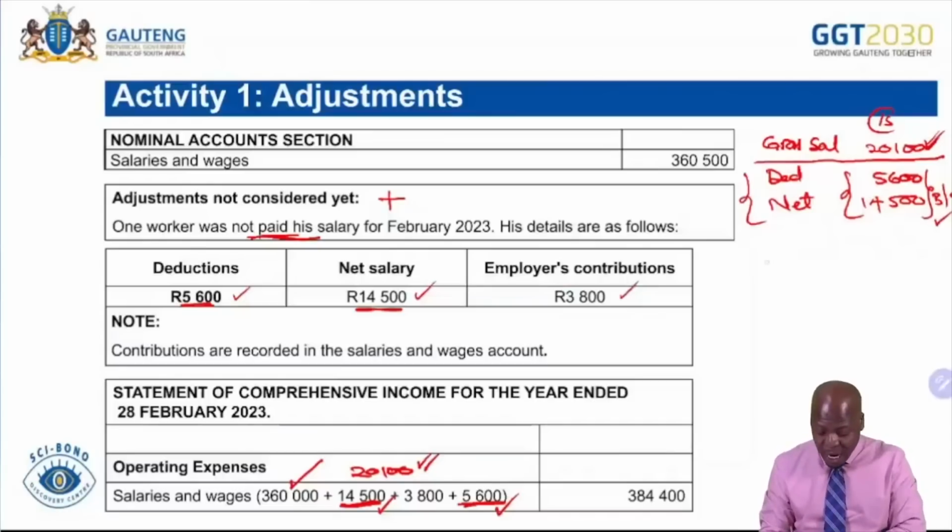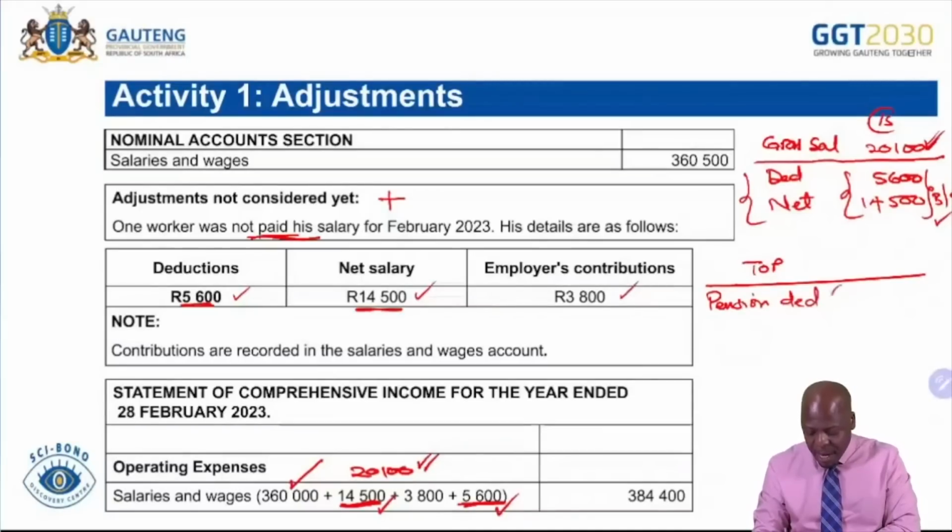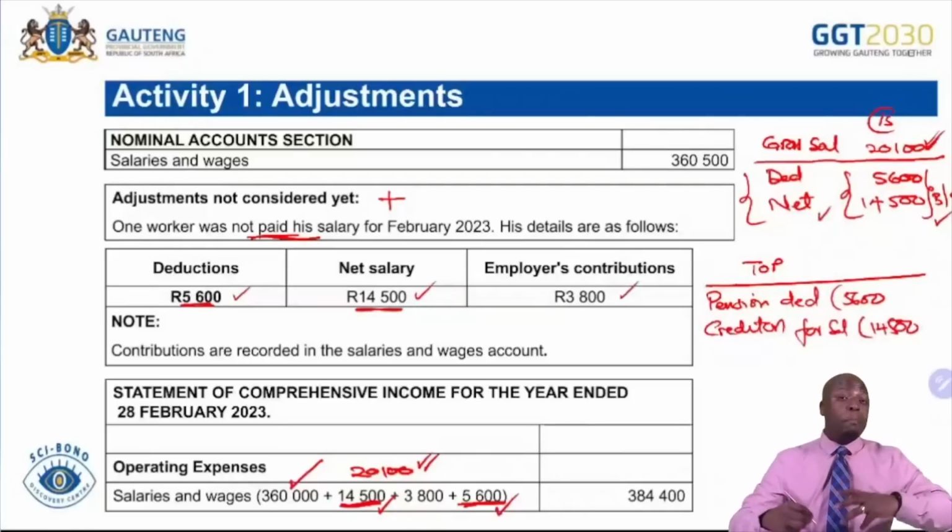You would come under your trade and other payables, and you would then be recording your pension deduction, remember, I'm making an example, and you would be having your 5.6. And then this net salary, remember, what do we call that? Creditors for salaries, and you'd be having your 14.5. I just wanted to expand it for you so that you can understand it.